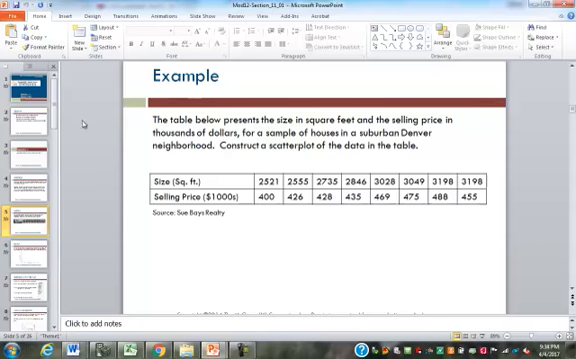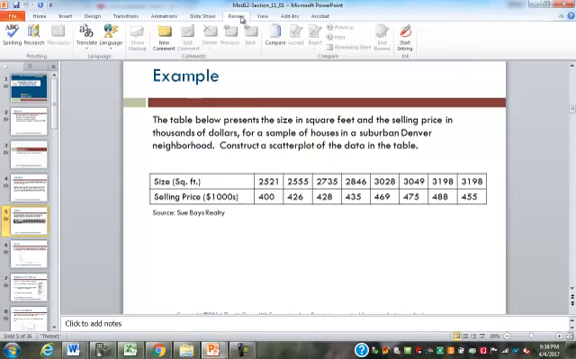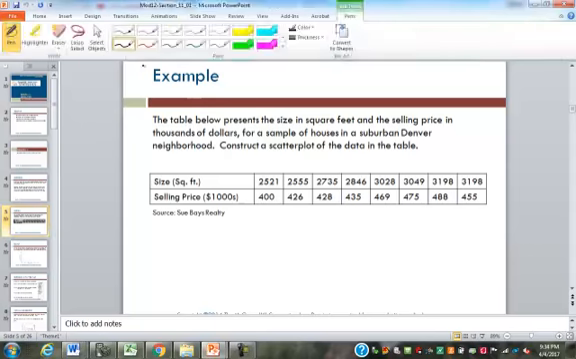So we're going to gather some data. Here we have several houses, and you can see this is their square footage. So this house was 2,521 square feet, and it sold for $400,000. And on down the list, we have 1, 2, 3, 4, 5, 6, 7, 8 houses here that have sold.